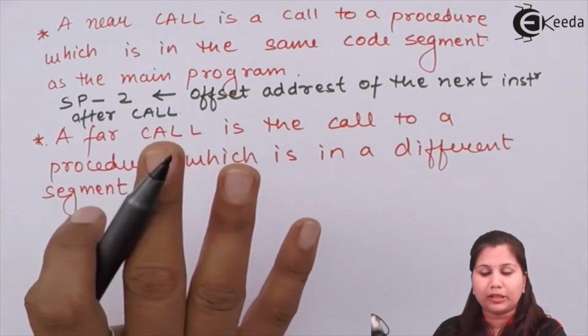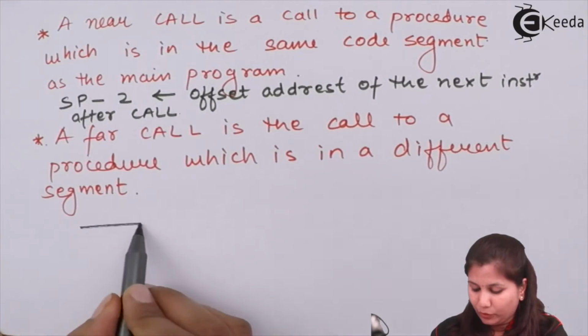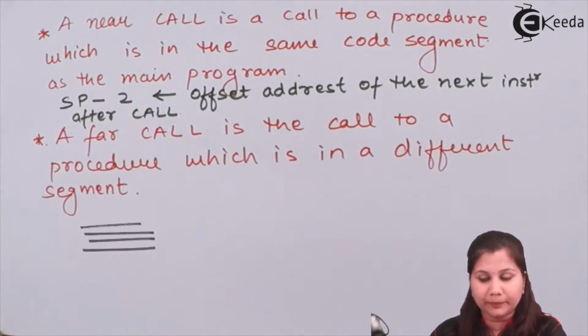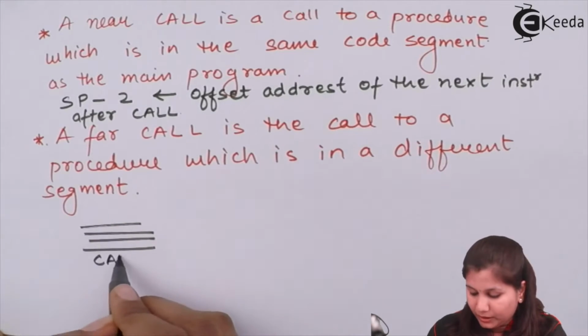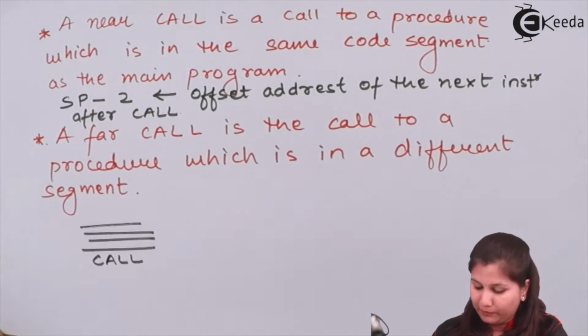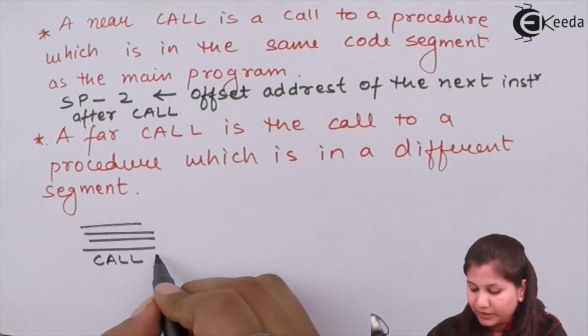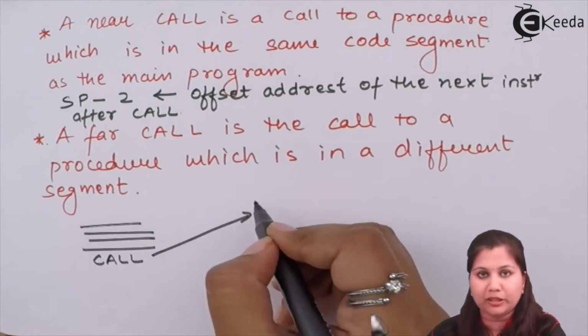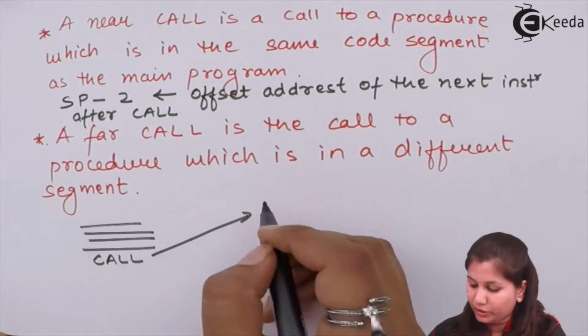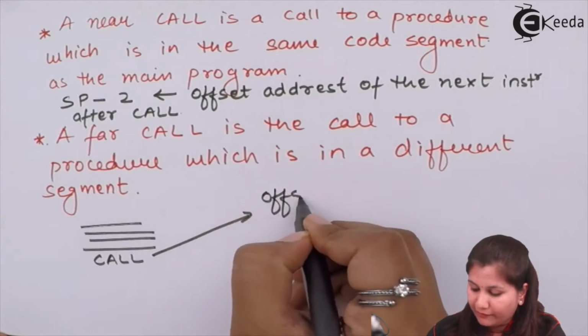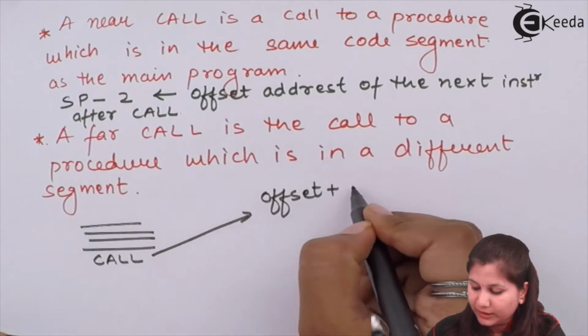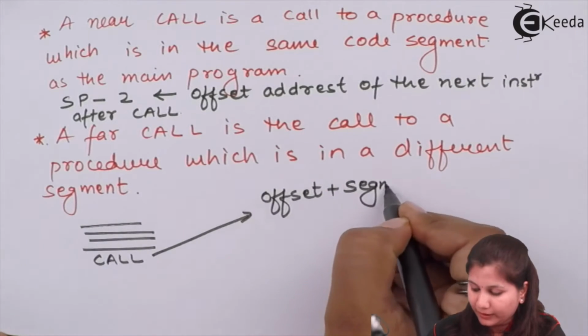Why is it done? Suppose the main program is written here. Now here we have encountered a call instruction in this main program. So the microprocessor has to jump to the memory location where the subprogram is written. So that memory location will have one offset address plus it is going to have the segment address.